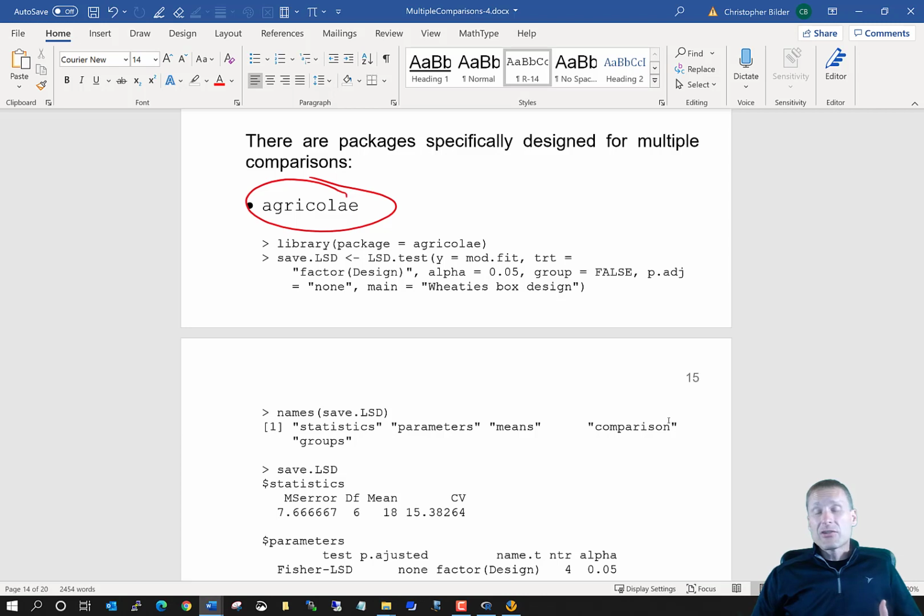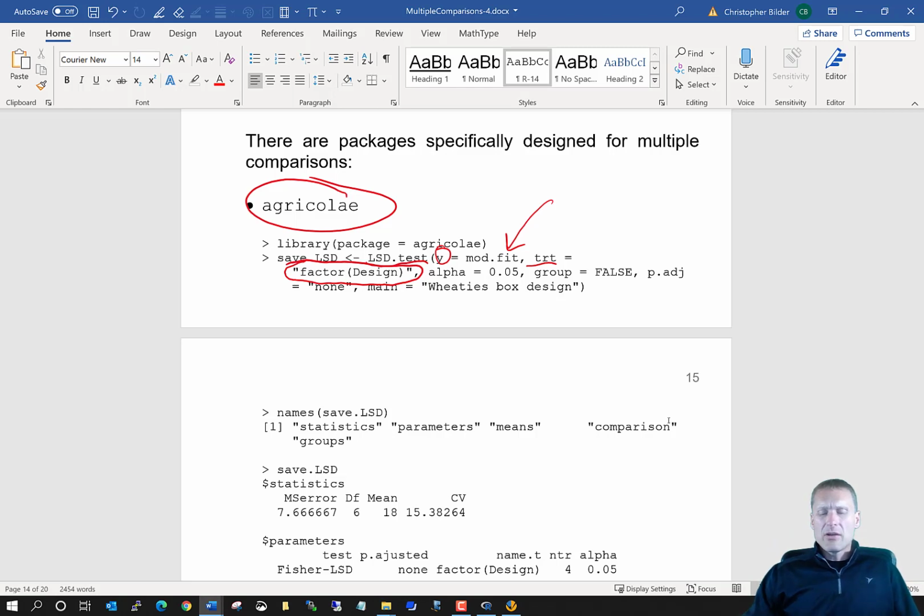This is, again, a package that you're going to need to download yourself. The way to use it is that there's a function called lsd.test, where the y argument corresponds to what you get from the AOV function, in this case mod.fit. And then there's an argument that says TRT, that stands for treatment. This is what you have to use to denote that you're talking about the design types with respect to the Wheaties example: in quotes, factor, parentheses, design, and parentheses.